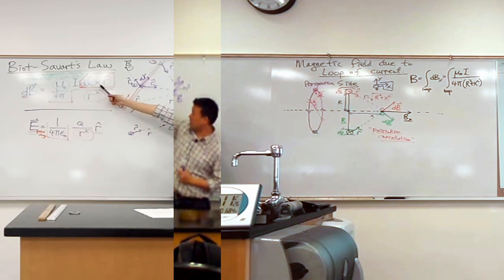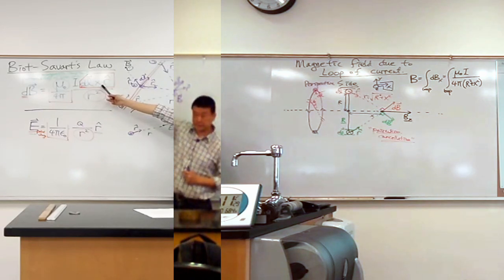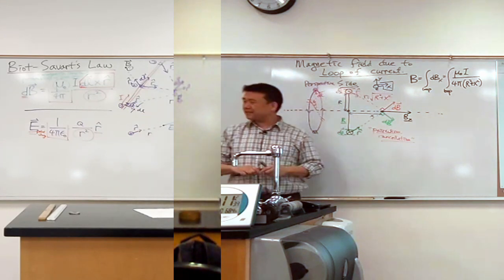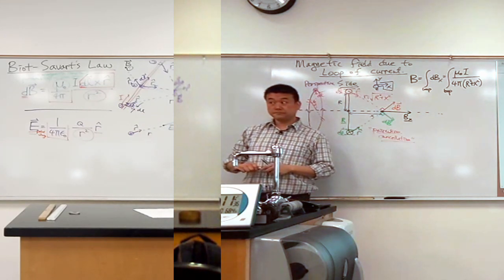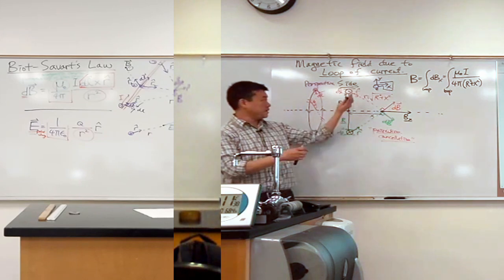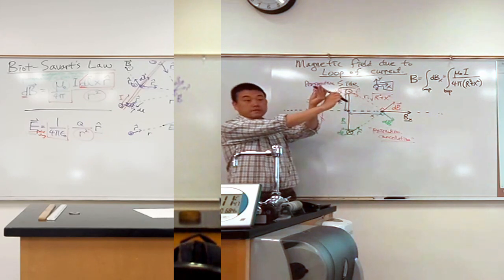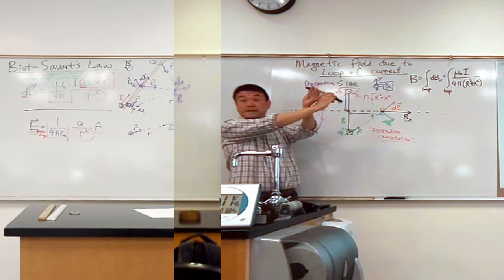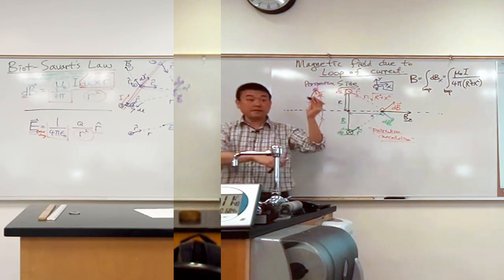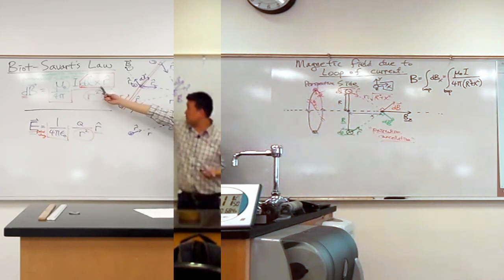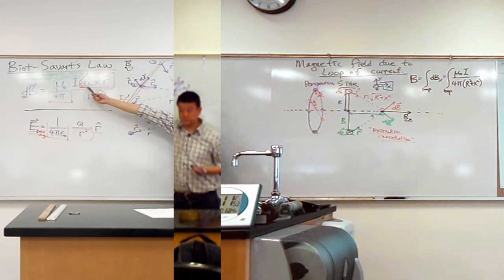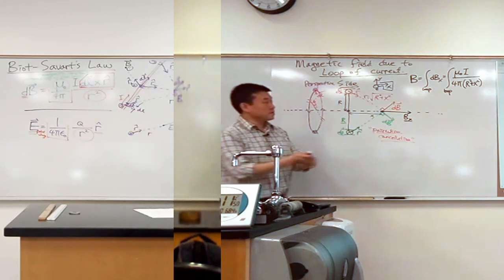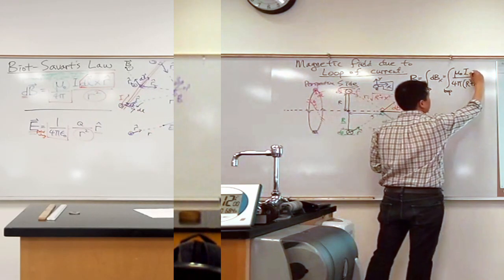Okay, so I need to write the magnitude of dl cross r hat. dl and r hat, are they 90 degrees? So dl is pointing this way, r hat is pointing this way. Are they 90 degrees or some other angle I need to be worried about? 90 degrees, right? So that makes things nice for me, meaning the magnitude of this is simply the magnitude of dl. r hat is a unit vector, and the sine theta is just one. So it'll be just magnitude dl.